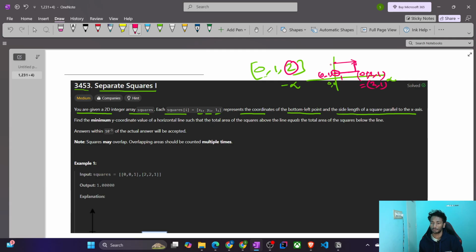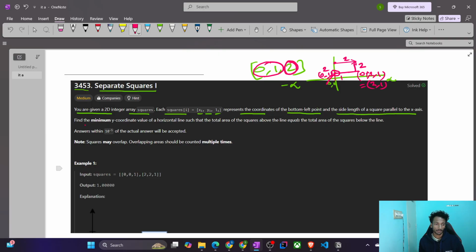And this length will also be the same, 2. This side length will also be 2 because this is a square. So this represents the bottom left point, 0, 1, and the length of the square is 2. So you can find out all the other 3 points of this square.